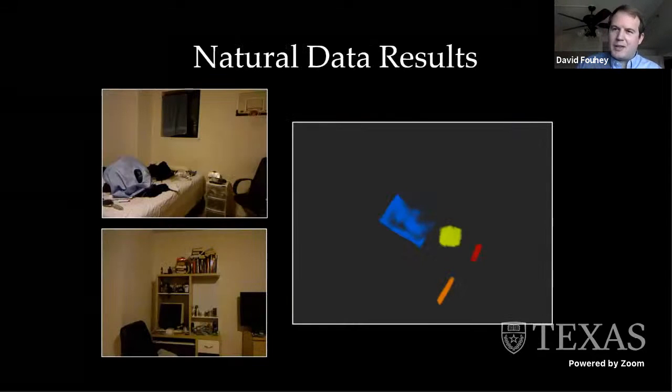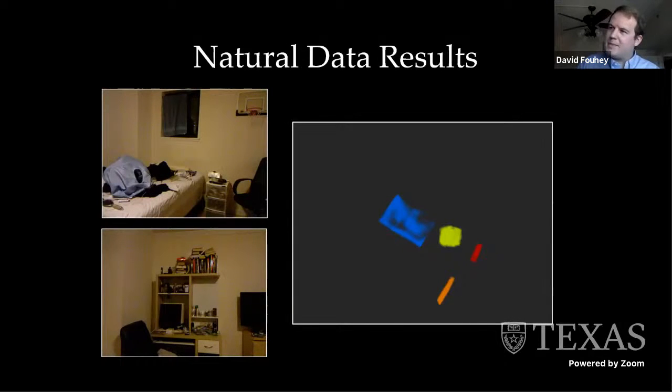I always want to show a little bit of natural data, which is basically just to show that the system, we train it on SunCG, doesn't completely fail on natural data. So here's a result from NYU V2. And it's a little sparse because essentially we reconstruct a set of 6 objects. So we get the bed in blue on the right, we have the chair in yellow, and we have 2 TVs in red and orange.